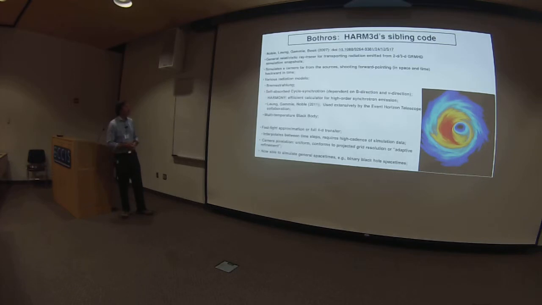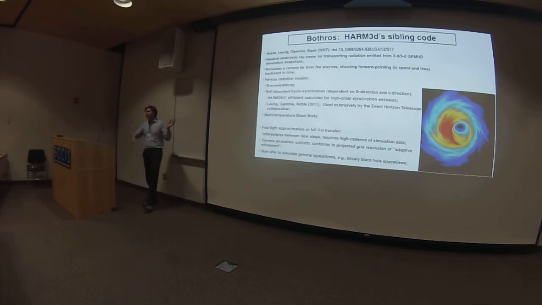So for the routines that we use for synchrotron and cyclosynchrotron emissivities, they are in this code called Harmony, and that code is actually used in the Event Horizon Telescope team. And we use the fast light approximation, so the photons move faster than the gas flows, but we can also run it in the regime where the photons are moving with the motion of the gas. So we have to do time integration, interpolation between snapshots.